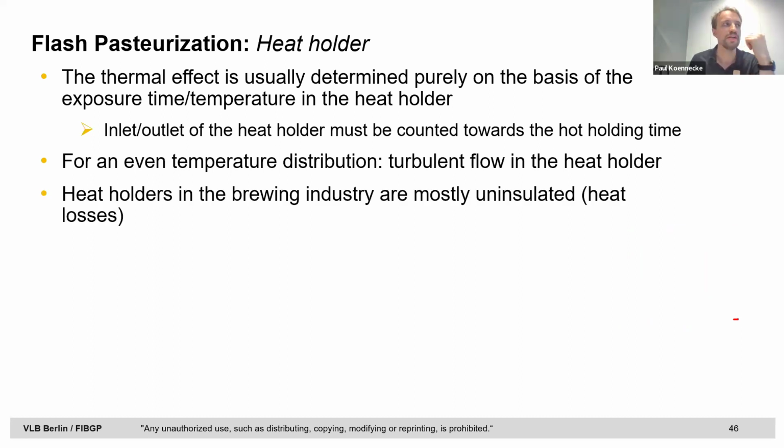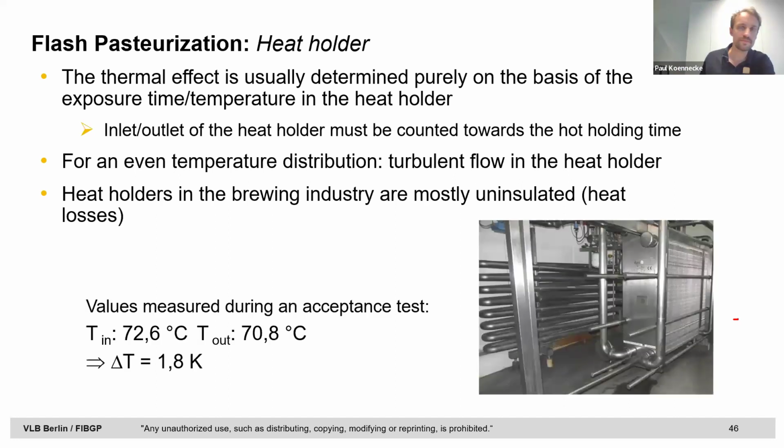Yeah, of course. So heat holders in the brewing industry are, of course, mostly insulated due to heat losses. Otherwise, you first wouldn't be really able to calculate your pasteurization units. You will have heat losses in your heat holder, and normally those are calculated as well when you want to calculate your pasteurization units. The software normally does it for you. But of course, those are insulated to not have this, but you will have those a little bit.